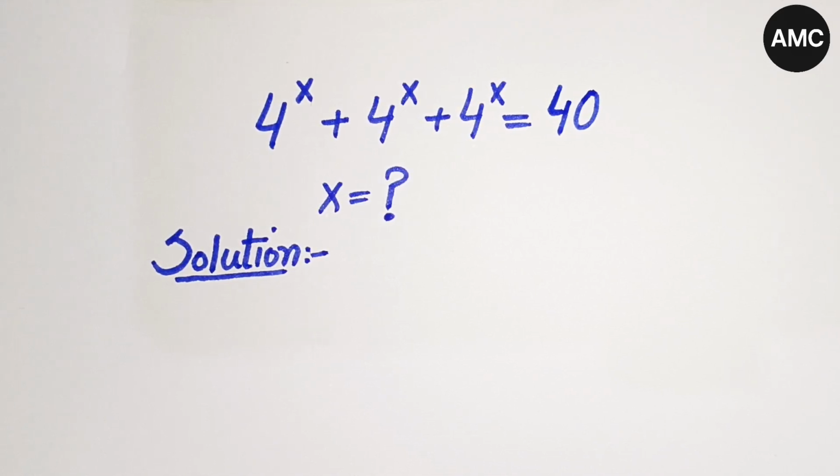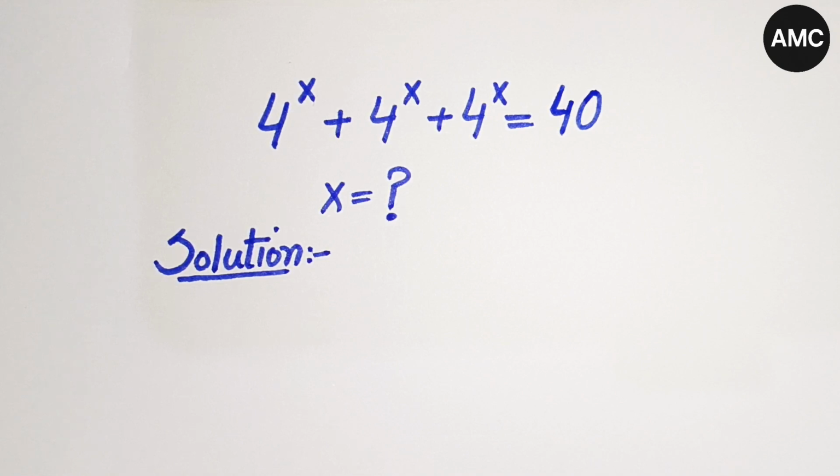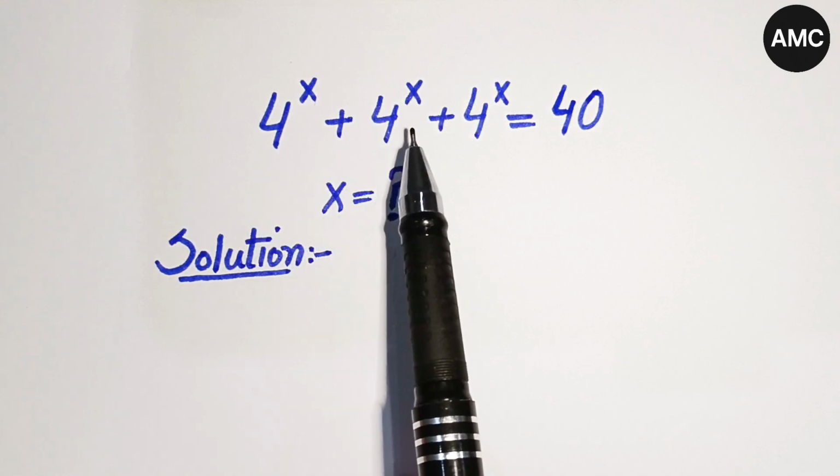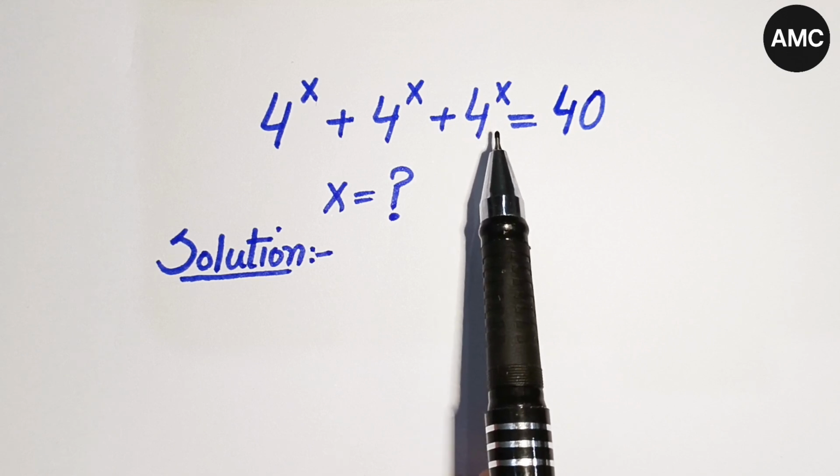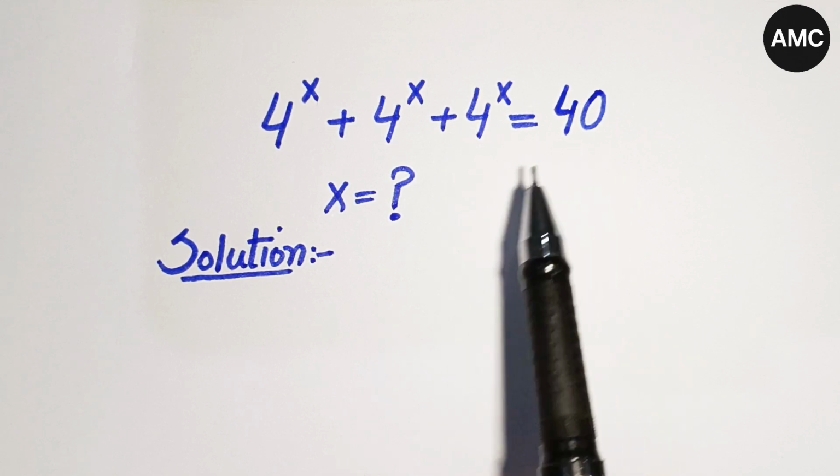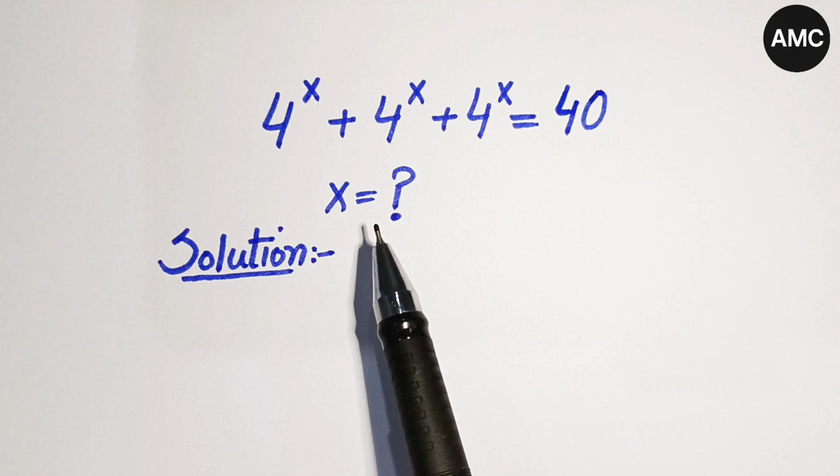Today we have a nice Olympiad problem, that is 4 to the power x plus 4 to the power x plus 4 to the power x is equal to 40. So we have to find the value of x here.